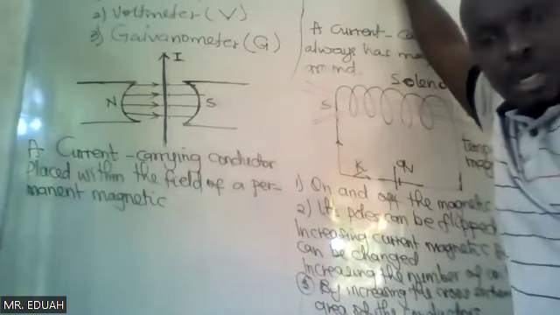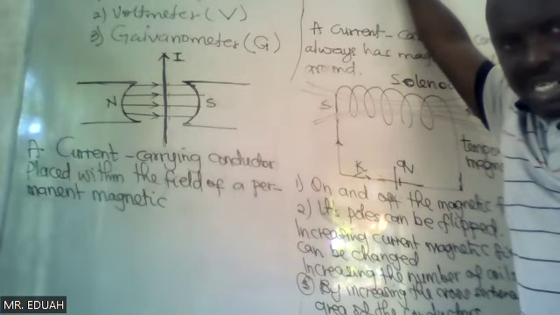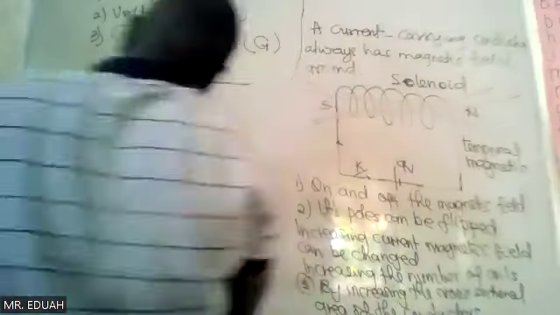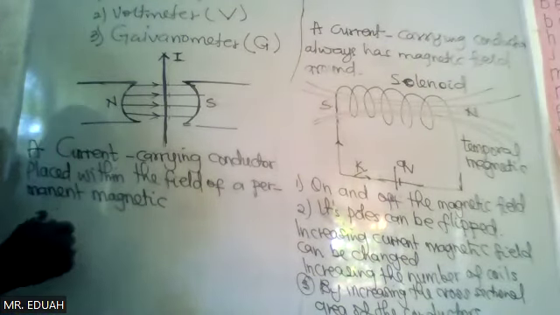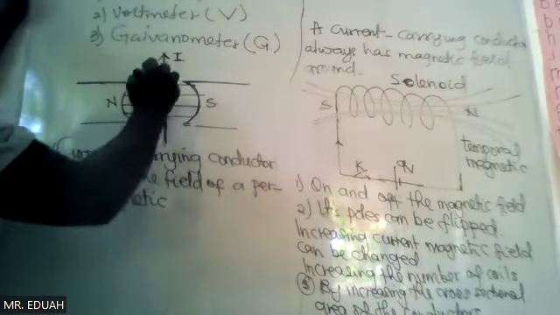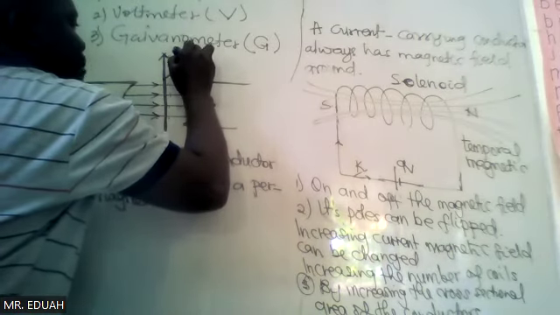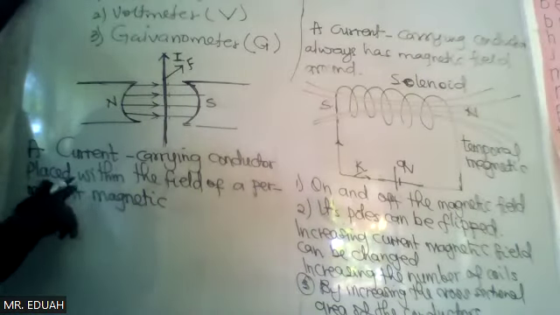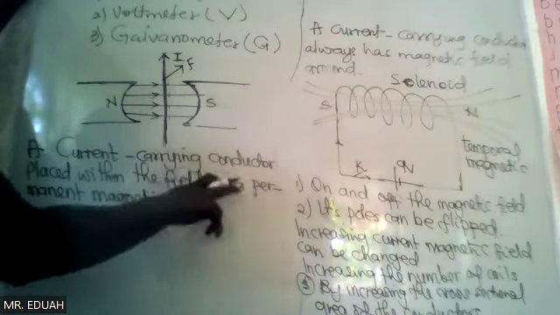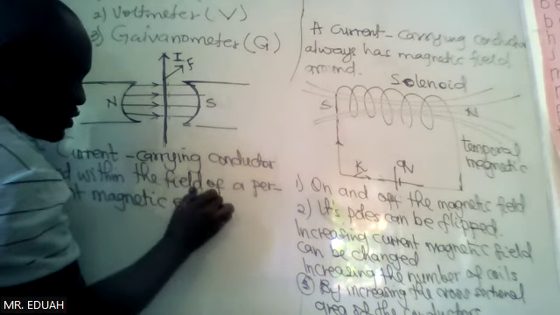Field. Okay, yes, basically that's what you've said. Whenever you put a current carrying conductor in a magnetic field, it experiences a force. So there is a force exerted on the current carrying conductor. A current carrying conductor placed within the field of a permanent magnet experiences a force.